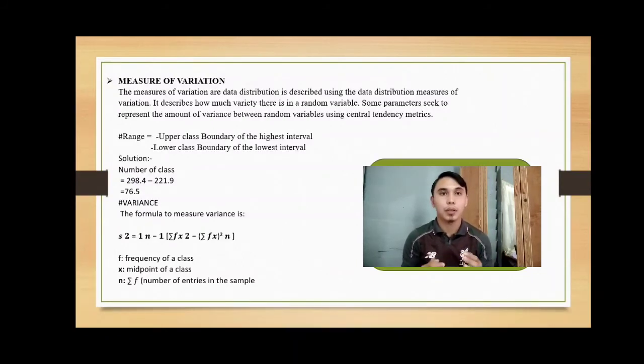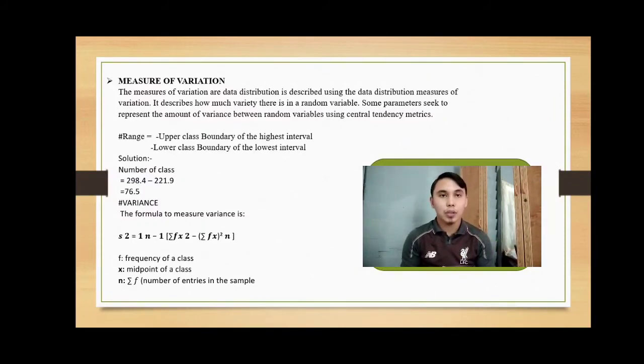Okay, first of all, we are going to the definition of measure of variation. The measure of variation, or data distribution, is described using the data distribution measure of variation. It describes how much variety there is in a random variable. Some parameters seek to represent the amount of variance between random variables using central tendency metrics. There are three types of parameters that we use to quantify the amount of variation: range, variance, and standard deviation.